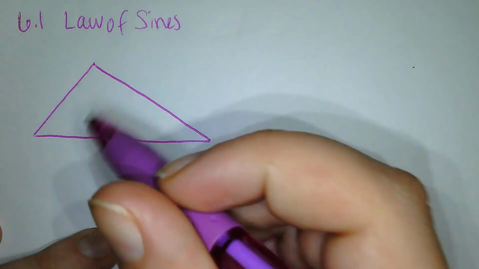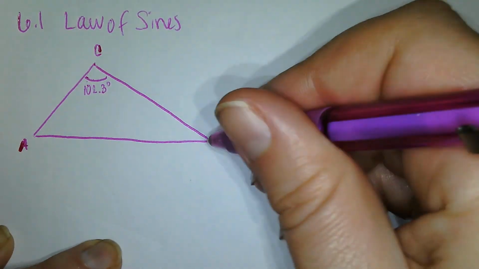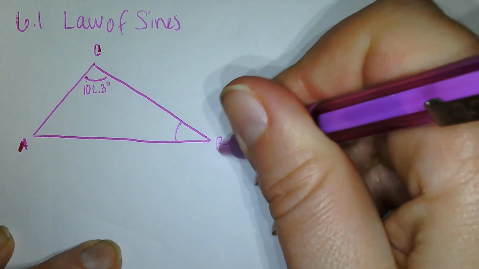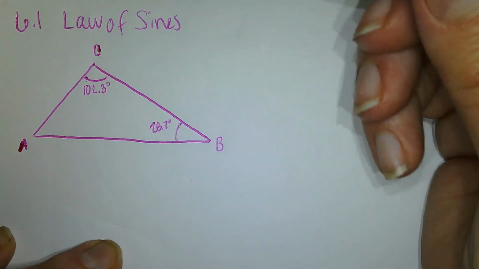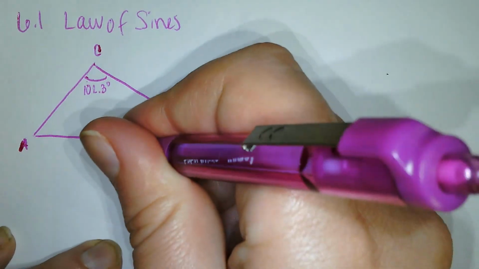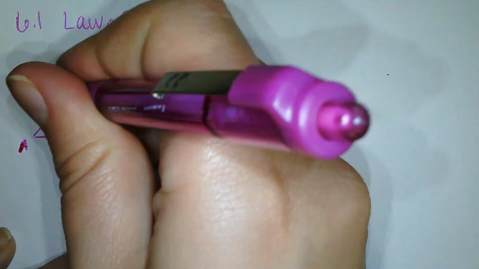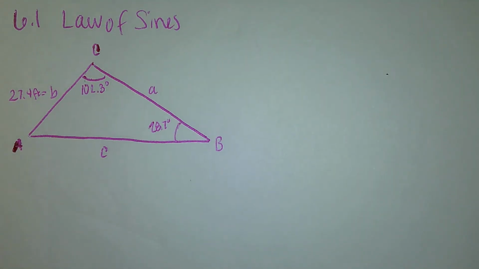All right, let's see. We'll call this A. We'll call this C, and angle C is going to be 102.3 degrees. And this is B, and we know B as well. This is 28.7 degrees. And we also know this is side c, this is side a, this is side b. We know side b is going to be equal to 27.4 feet.